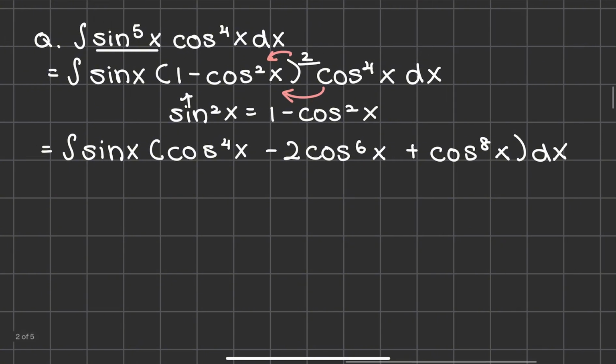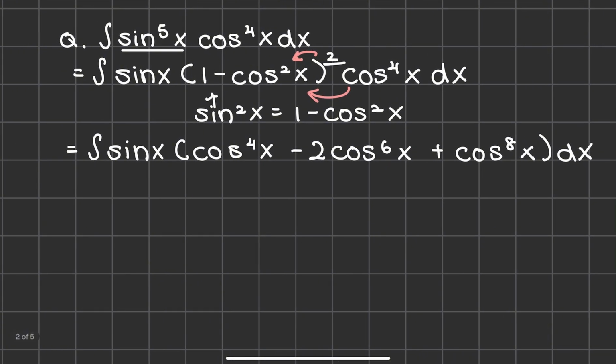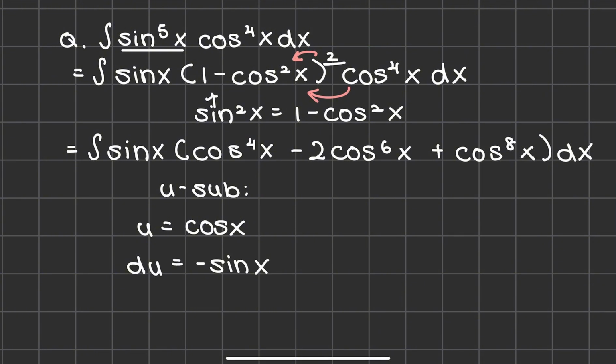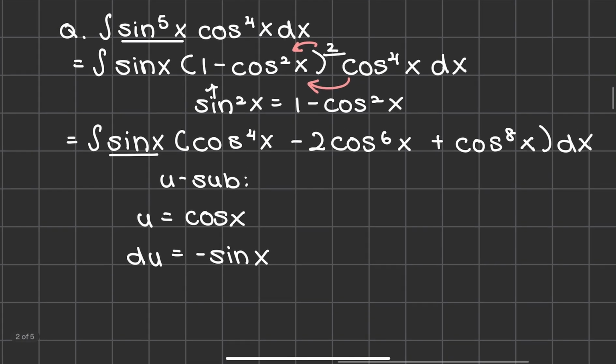Now, after that, what is the next step? And I want you to think long and hard about this because it could be easier than you think. It's very long right now, but it's actually a single step away from being solved. You just have to u sub it. So, u substitution. What is u? U is equal to cosine x, which makes the derivative of u equal to negative sine x, which is exactly what we see here.